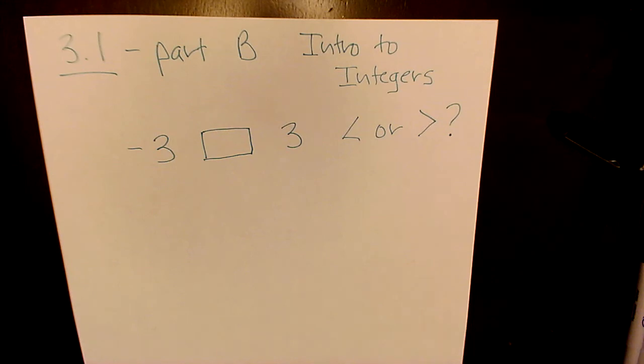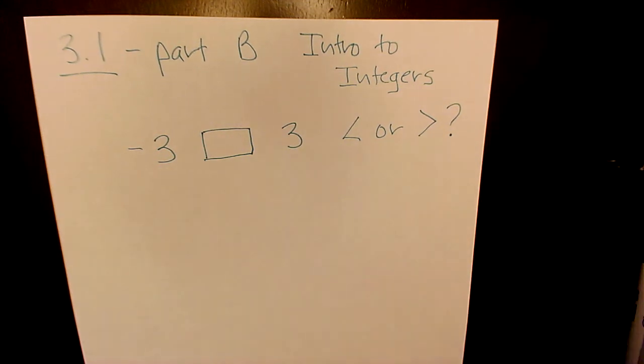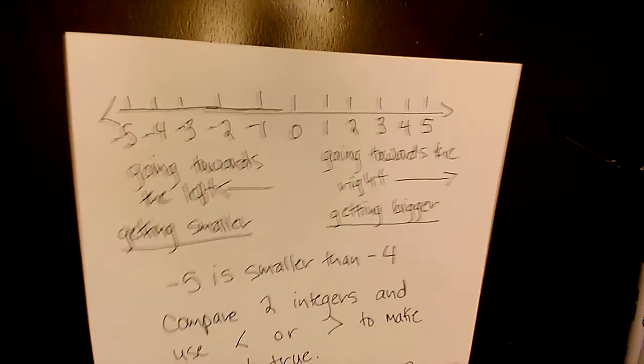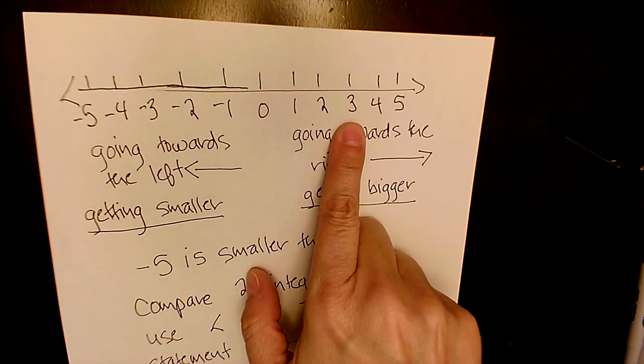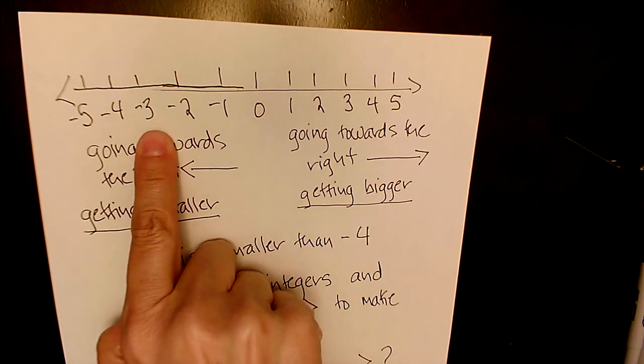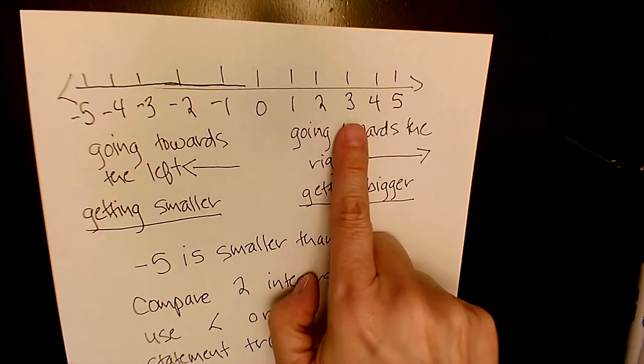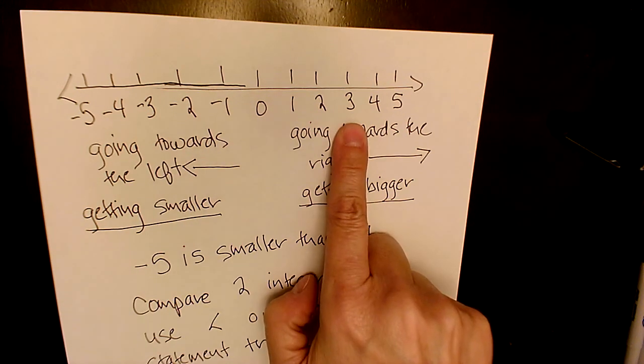So Loa's going to do one more greater than or less than. So is negative 3 less than or greater than positive 3? So if we remember from our number line, here's 3, here's negative 3. So is negative 3 smaller or bigger than positive 3?